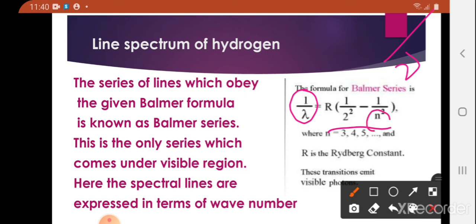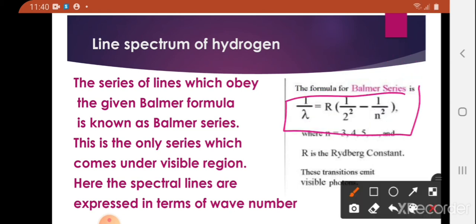Here n is greater than 2, that is 3. n can take the values 3, 4, 5, etc. And R is the Rydberg constant. So those series of lines which obey this formula are known as the Balmer series. And this is the only series which comes under the visible region.